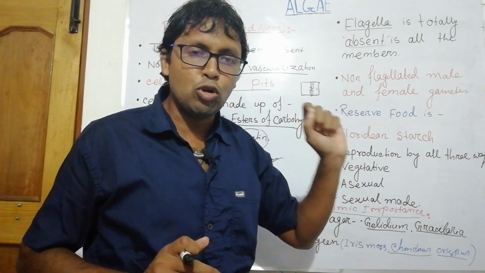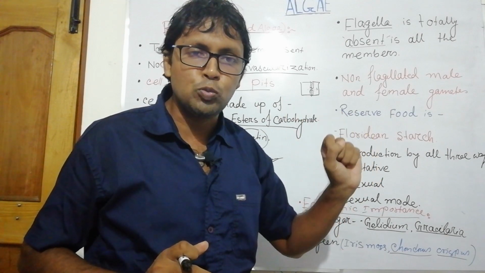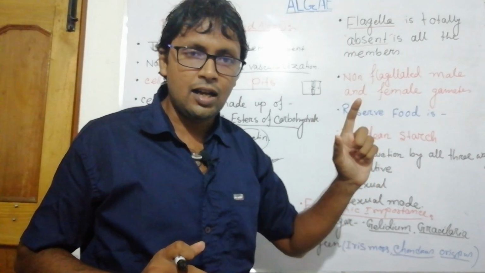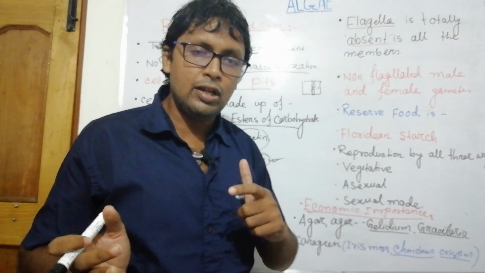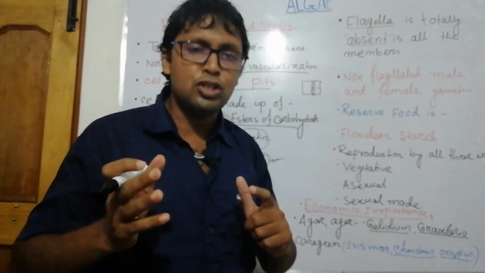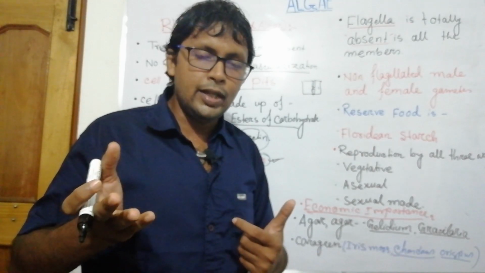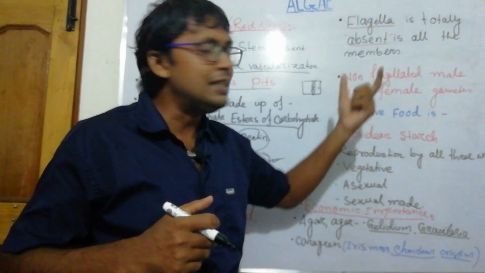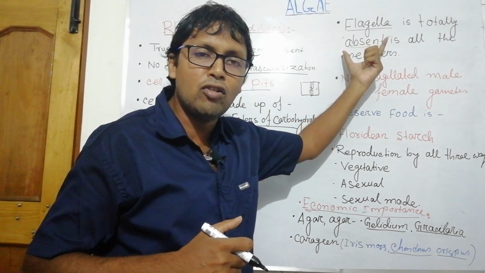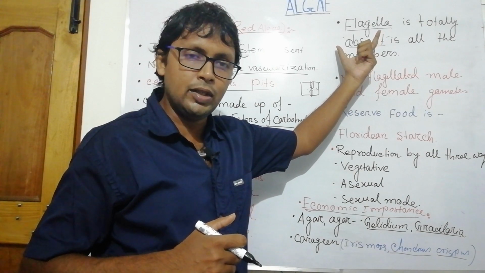Earlier, in Chlorophyta as well as in Phaeophyta, we have seen that all the zoospores and all the gametes contain flagella, either in lateral orientation or at the top, one or two or four or eight, even up to eight in Chlorophyta, or two in the case of Phaeophyta. So this is the advanced trait in Rhodophyta: they do not have any kind of flagellated structure in their whole life cycle. So this one is very important.